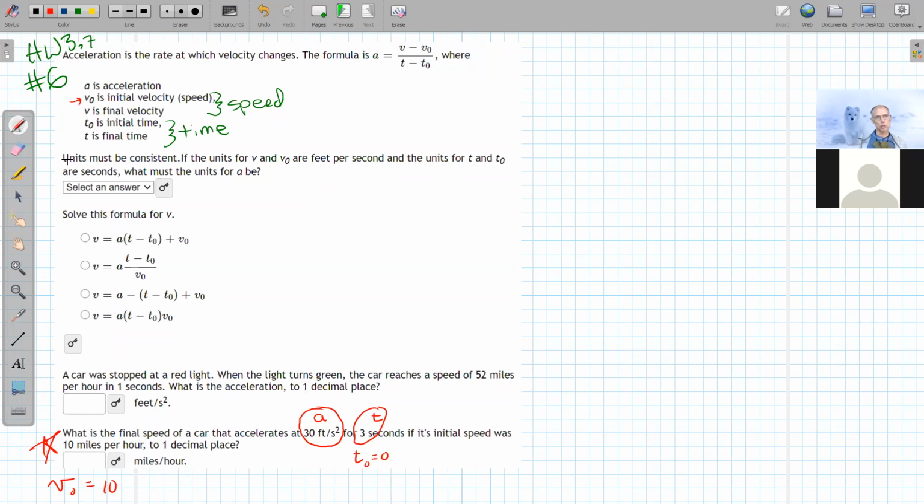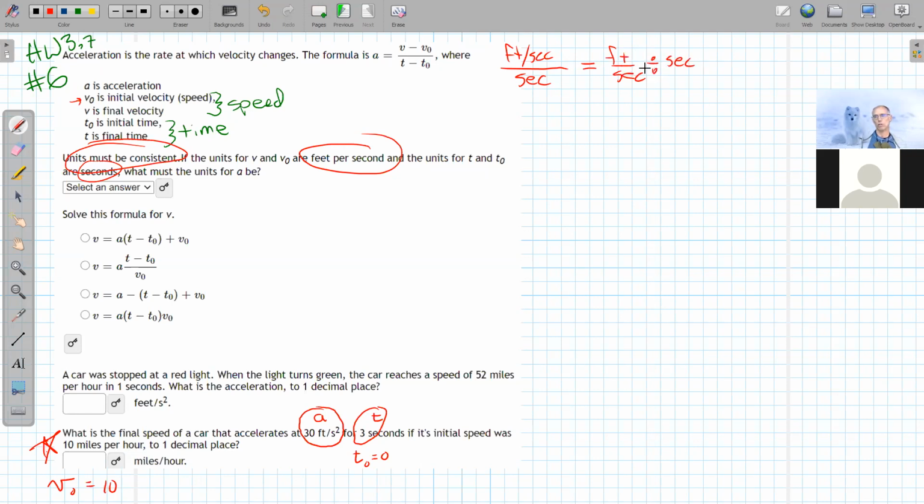Now, next thing we have to do is we need to pay attention to the units. They've got to be consistent, and they're telling me velocity has to be feet per second, and time should be seconds. So I have the time in seconds. I'm also asked what must A be, and if in my formula up here, I have feet per second in the numerator of my formula for the V's, and the T's are in seconds. That gives me feet per second divided by seconds would be another way to look at that.